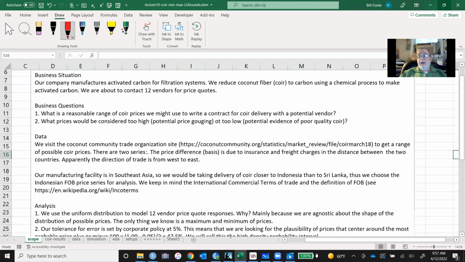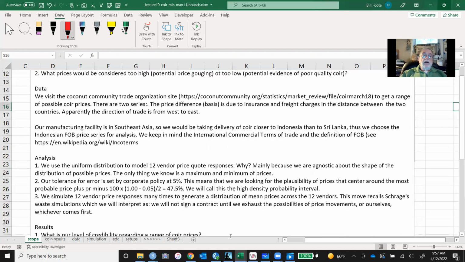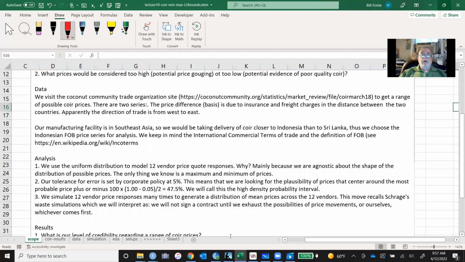Definitely based upon data and experience. We just visited the International Coconut Community site and got some interesting data. This particular HTTPS link will not work, but all we have to do is go to market review. We just did that.